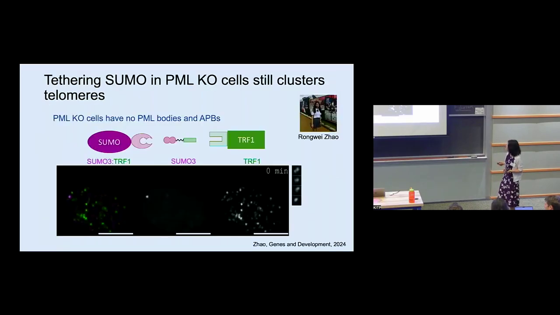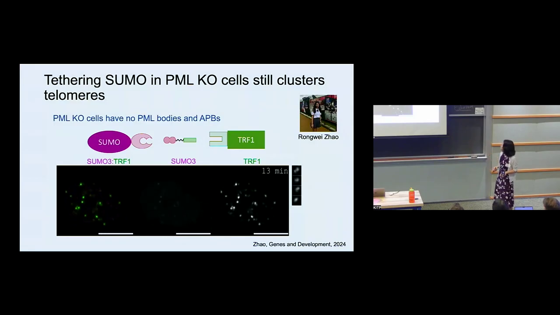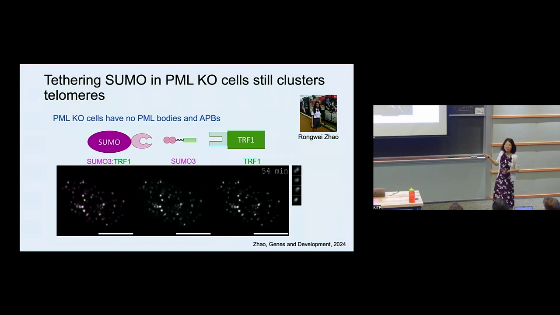So we tested those, but we do this in the PML knockout cells in order to decouple the contribution from the PML pathway. And so in those cells, we don't have PML bodies, and we don't have APBs, and then we just do the same thing, we tether, and we can produce this kind of clustering events, but you can see the degree is less than the wild type cells, right?